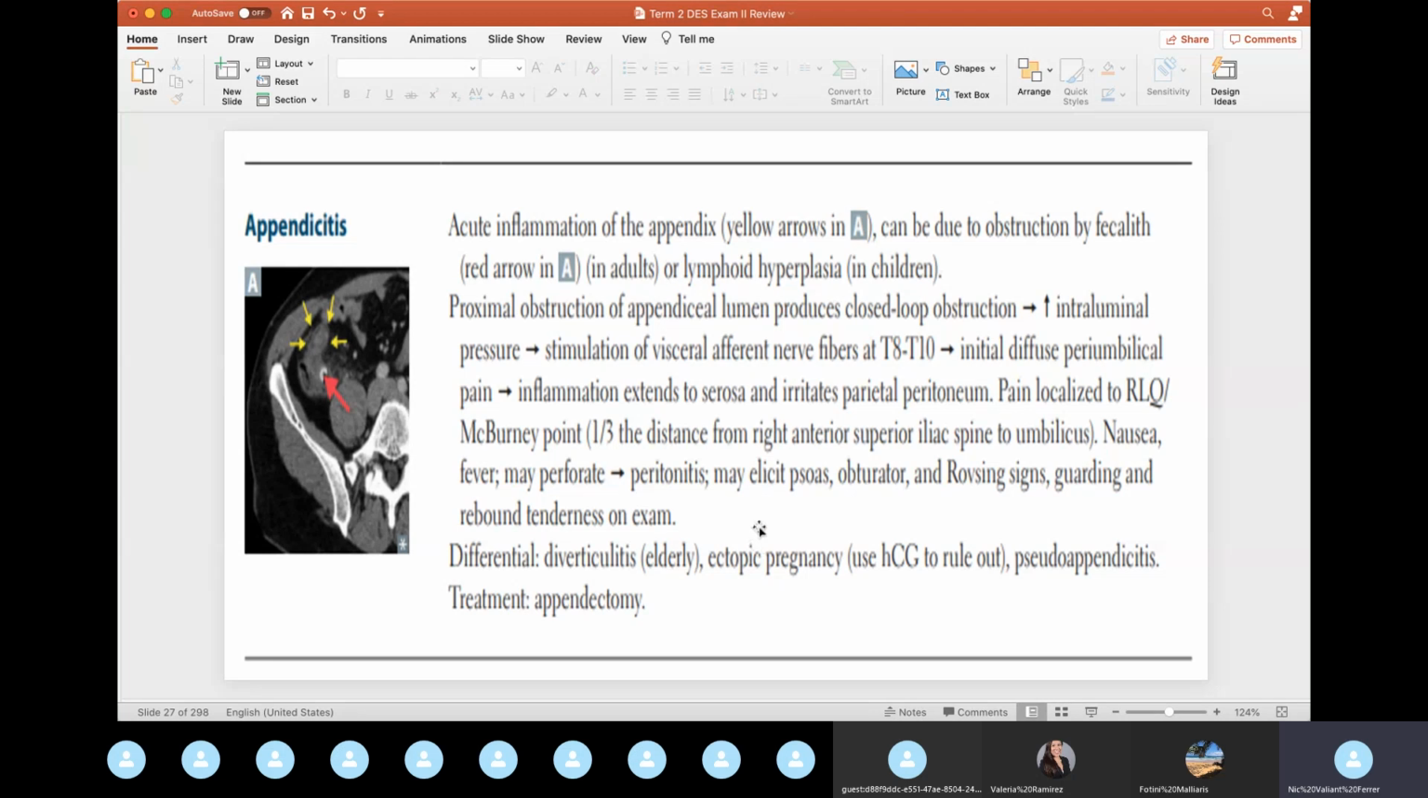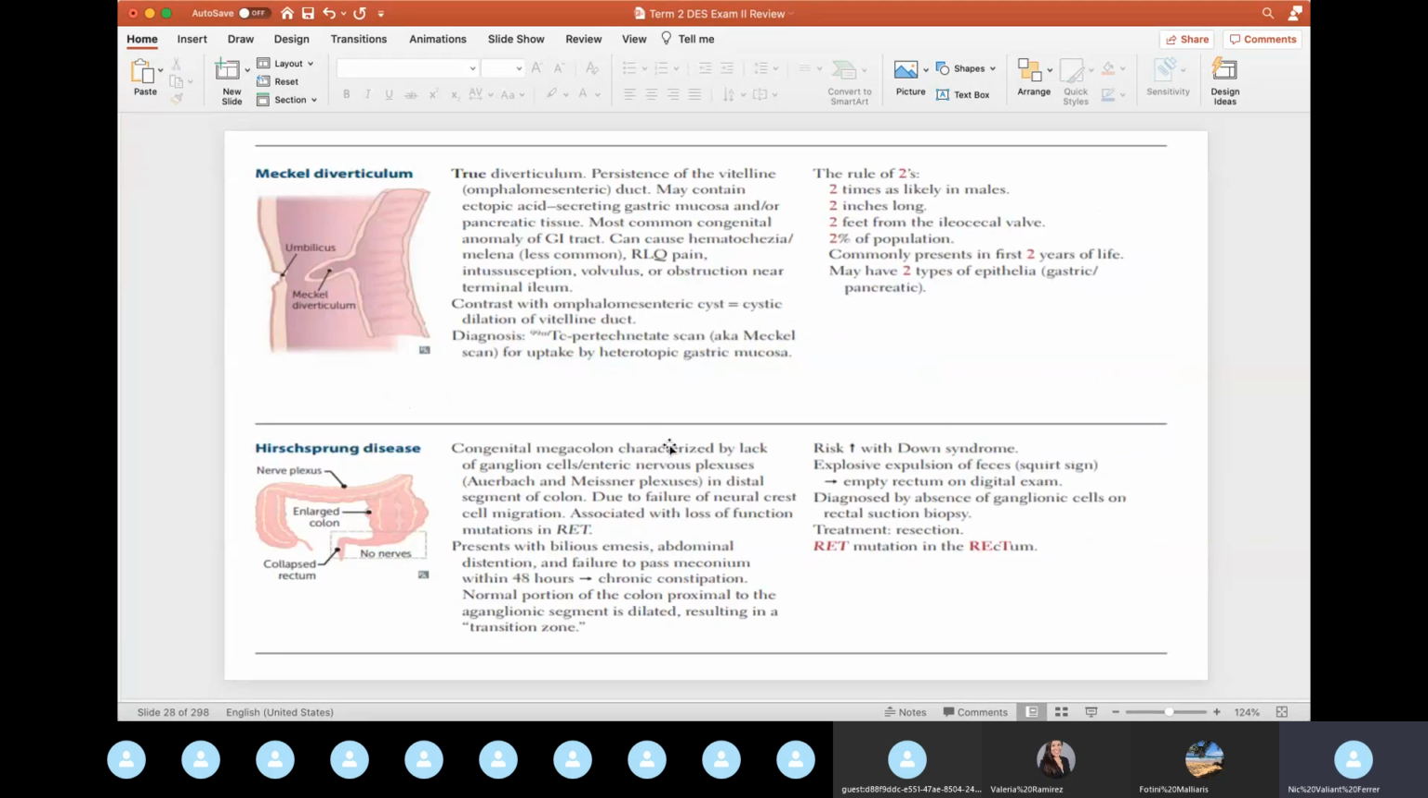Most common site of ectopic pregnancy? Where? The ampulla, right? Don't forget ampulla. So what's the treatment for appendicitis? You could do appendectomy. Again, high yield. These two are high yield.